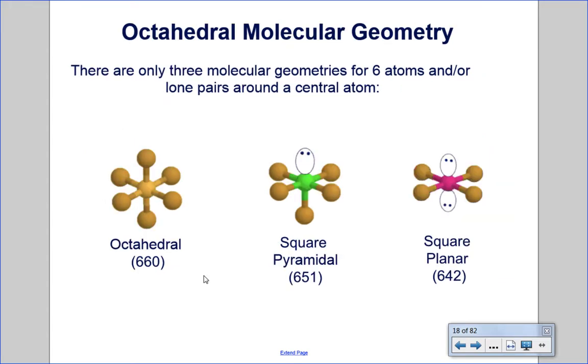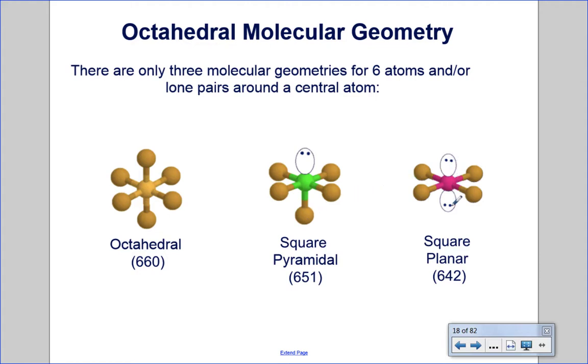The final set of molecular geometry you need to know is called octahedral. Octahedral is when you have a VSEPR number that starts with 6. There are only 3 molecular geometries for 6 atoms and/or lone pairs around the central atom that we need to worry about. The first of these is octahedral, where you can see 6 atoms surrounding the central atom with no unbonded pairs. Remove one of those atoms and replace it with an unbonded pair, and you get square pyramidal. If you notice, it has a square base with one sticking off, making a square pyramidal shape.